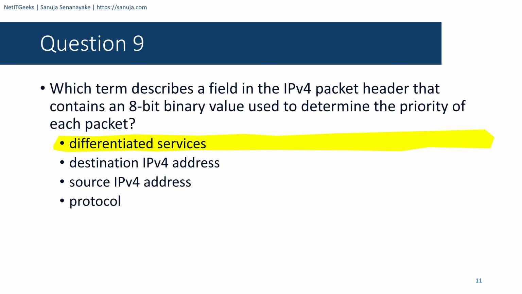So the field containing the 8-bit binary value in the IPv4 header is the diffserv, or differentiated services. So that's the answer to question number 9.